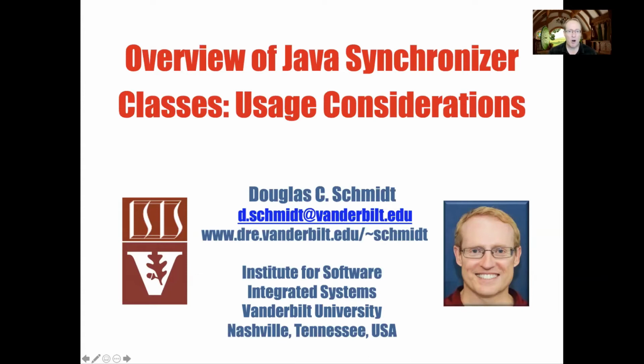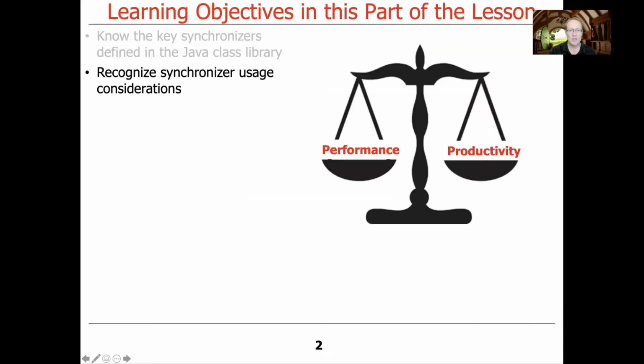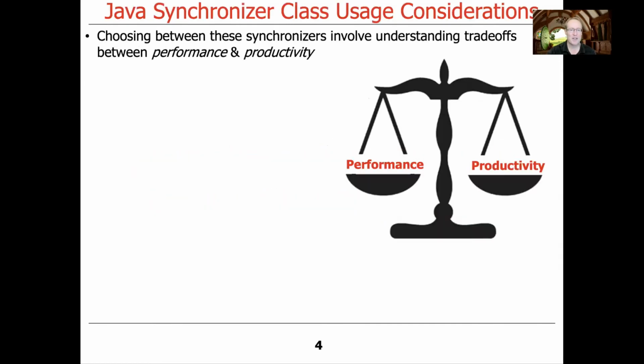So we're going to wrap up our overview of Java synchronizers with this lesson, giving a brief discussion about so-called usage considerations. And as we'll see, there's a bunch of trade-offs, as is always the case with every type of software. There's pros and cons, there's good things and things that could be improved. And a lot of the trade-offs you'll see here are between performance and productivity, which is often a trade-off in computer software. So what does this mean?